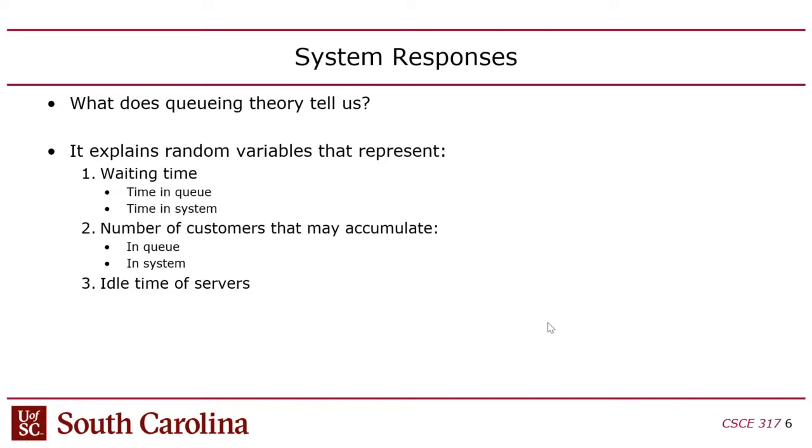The three most important things you want to know here are waiting time, how long it takes requests to get through the queuing system; also the number of customers that may accumulate in the queue. That's going to dictate what the queue size has to be, how much memory you need, basically. And then the idle time of servers, how long you've got servers idle.